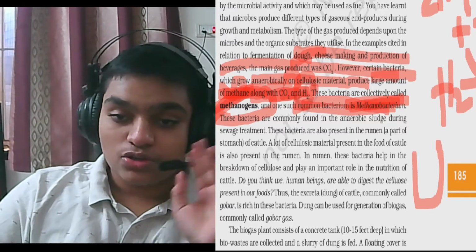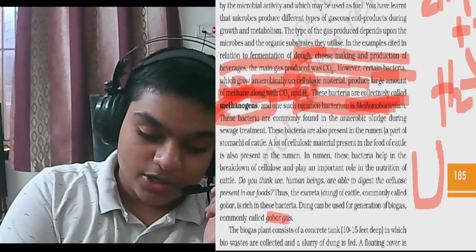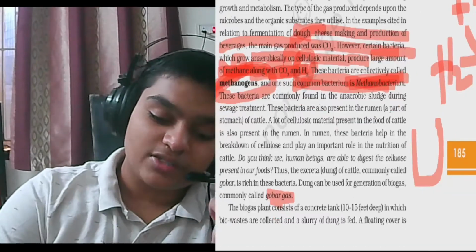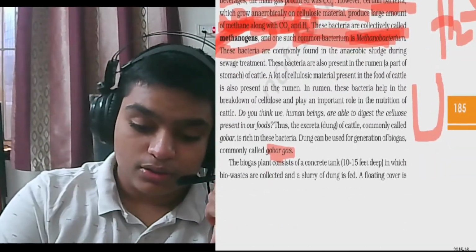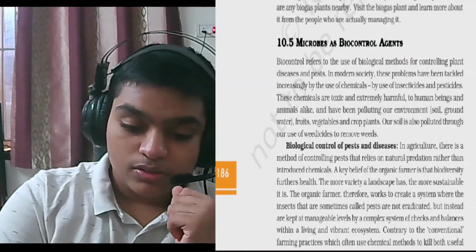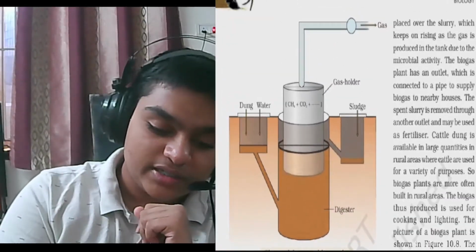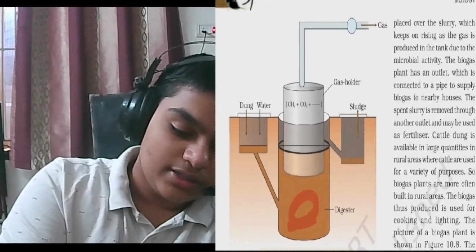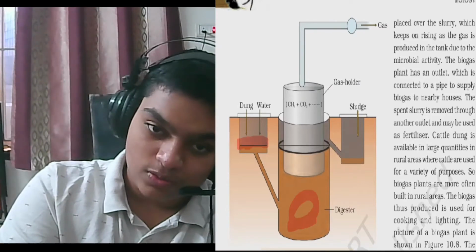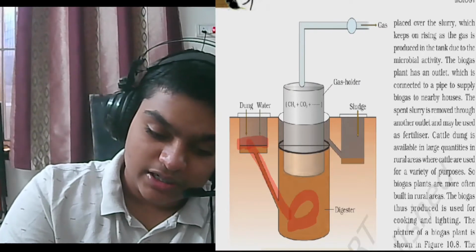So this is also called gobar gas, since it is produced from gobar. Gobar means cow dung. Now this is your typical biogas plant. This is your sludge digester. This is a mixture of cow dung plus water. It is released into the digester.